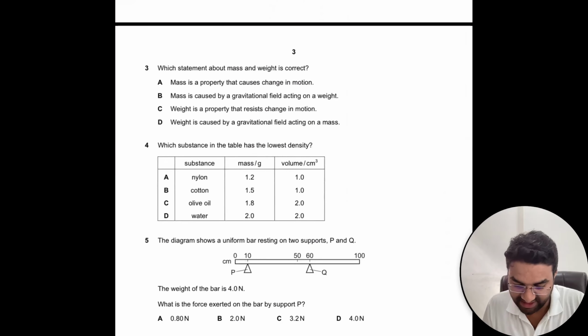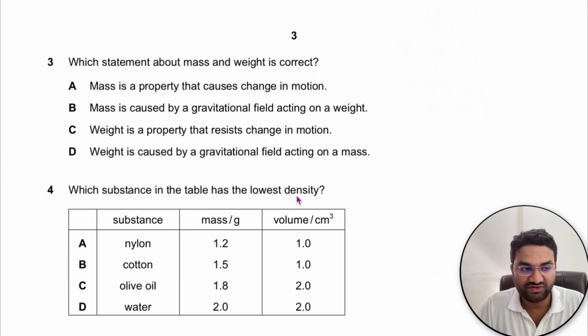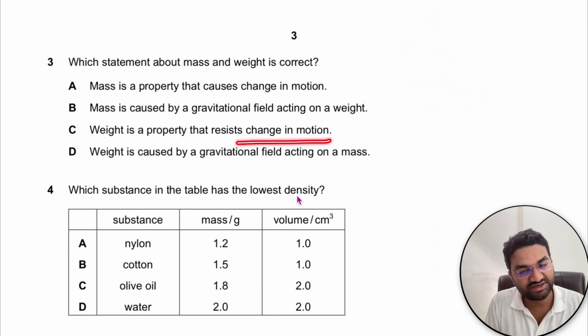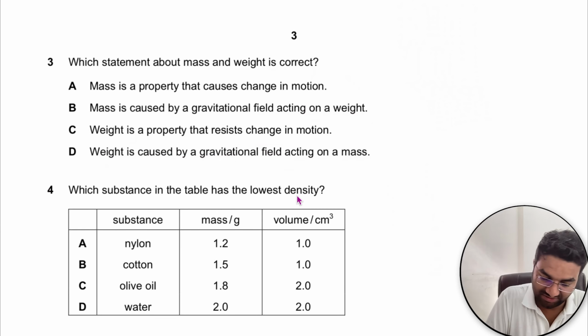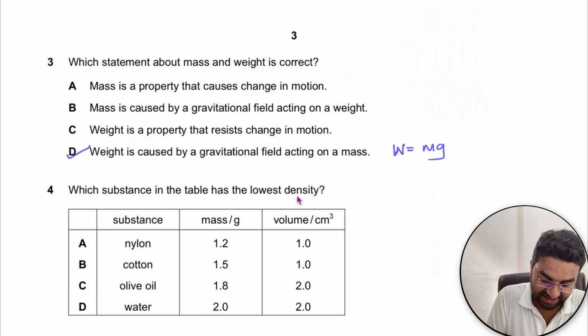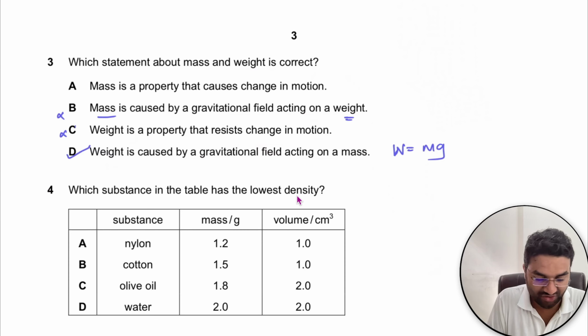That's it. Then next one: which of the statements about mass and weight is correct? Mass is the property that causes change in motion? Mass is caused by the gravitational field acting on the weight? No, this is the other way around actually. The weight is the property that resists the change in motion? Doesn't make sense. Weight is caused by the gravitational field acting on mass. So weight is equal to m times g. So this D is the correct one. The others don't make sense, and this is also not true.